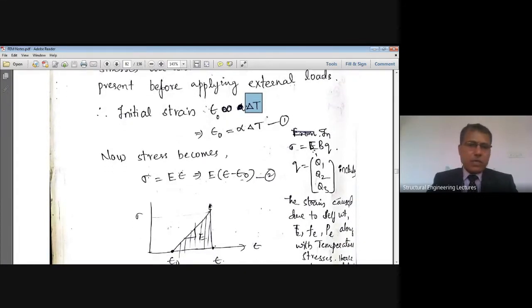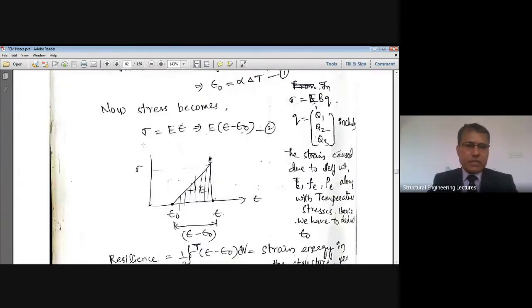This is the stress-strain variation, but before application of the load itself this much strain, epsilon naught, is already there, which is called initial strain. After application of the load, the deformation happens like this, the slope of which is Young's modulus. Hence the strain at any given point is the net strain, epsilon minus epsilon naught, due to the application of the loads. This is equation 2.